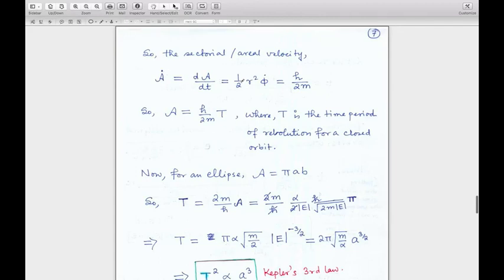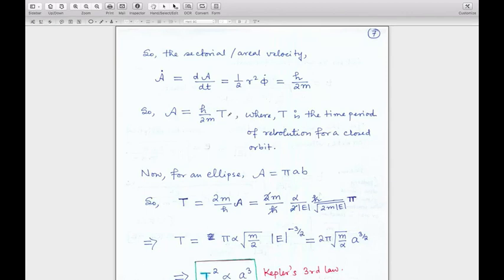Now the sectorial or areal velocity can be written as A dot, which is equal to dA/dt, is equal to half r square φ dot, which is nothing but h by 2m. So then you can easily integrate, and as this is a constant, you can simply say A is equal to h by 2m times T. Where A is the area swept in a complete orbit, and T is the time period of revolution for that complete orbit.